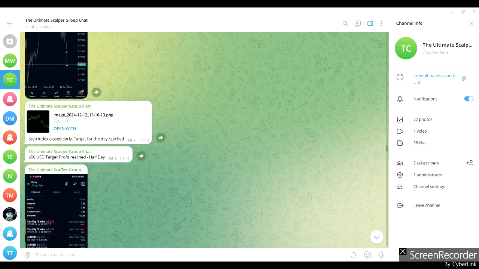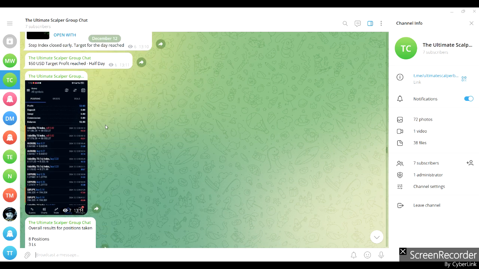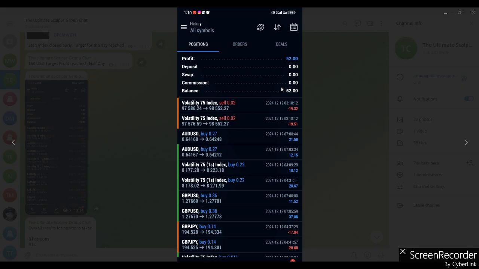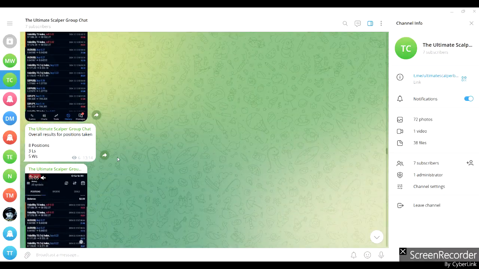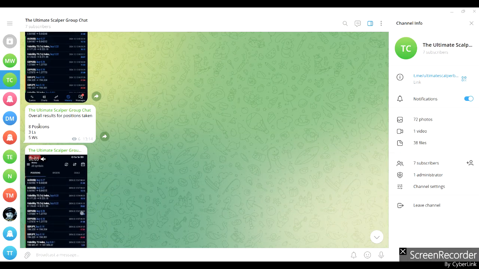I was looking for $50 on this day. It's only 1 o'clock at this point in time, on yesterday, 12th December, and yeah, this is how my account was looking at this point. I was content, and then these are the positions that I had opened: 8 positions, 3 losses, and 5 wins.